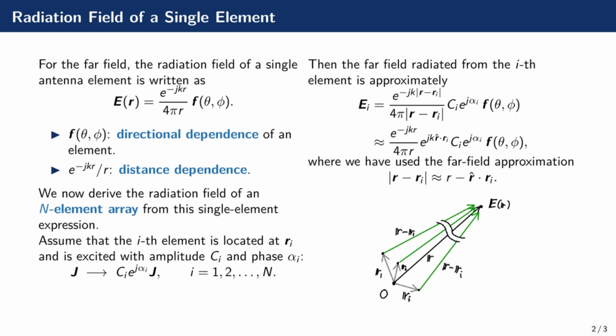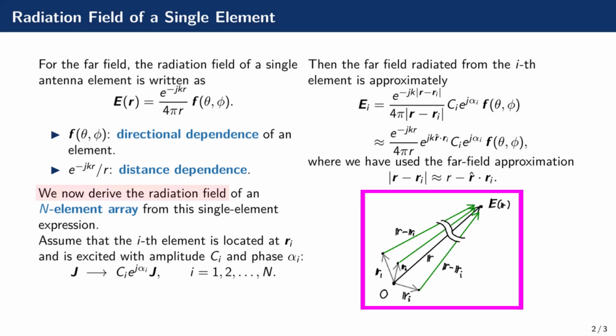In the case of an array antenna, the field radiated from one element is just the field of a single element. We now want to find how the directivity changes when many such elements are combined. First, let us consider a general n-element array.